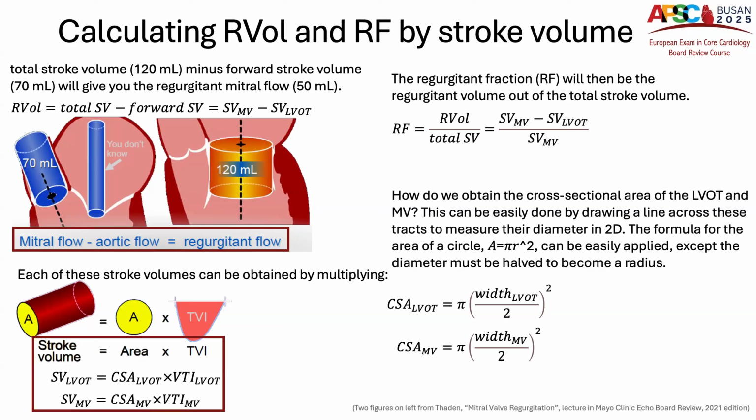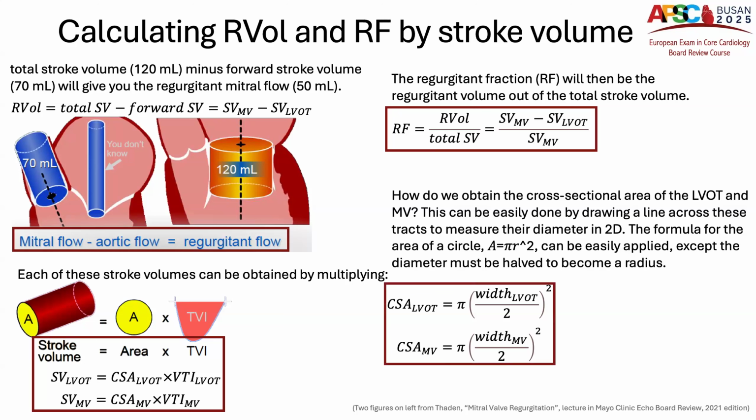Each of these stroke volumes can be obtained by multiplying the cross-sectional area by the velocity time integral, CSA times VTI, for both the LV outflow tract stroke volume and the mitral valve stroke volume. The regurgitant fraction will then be the regurgitant volume out of the total stroke volume. And how do we obtain the cross-sectional area of the LVOT and MV? This can be easily done by drawing a line across these tracts to measure their diameter in 2D echo. The formula for the area of a circle, A equals pi r squared, can be easily applied, except the diameter must be halved to become a radius.